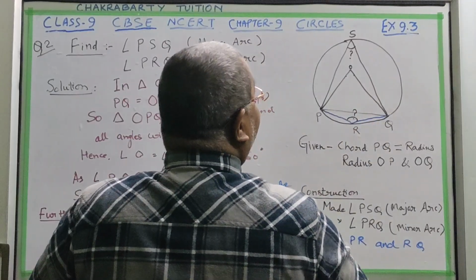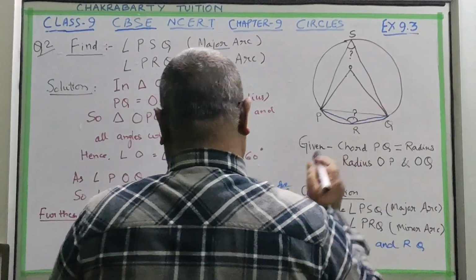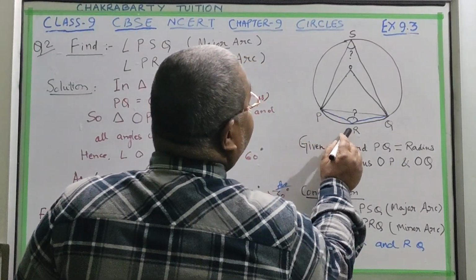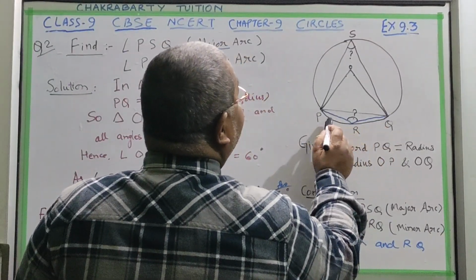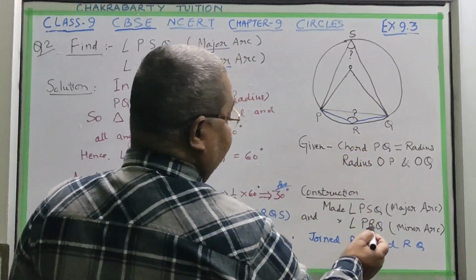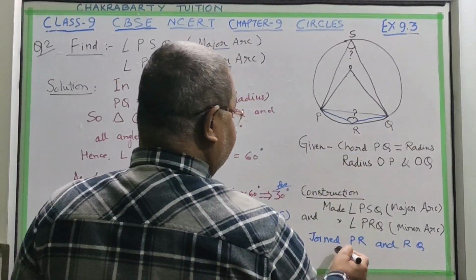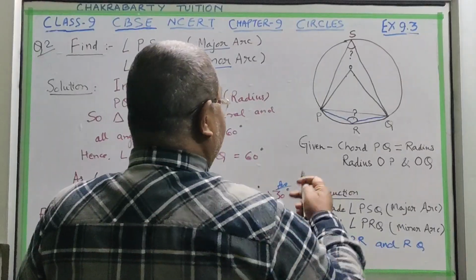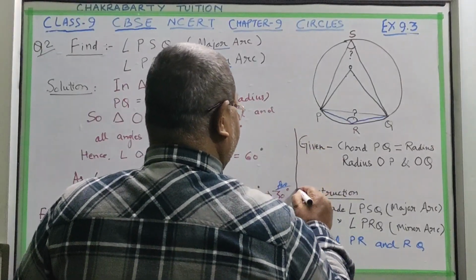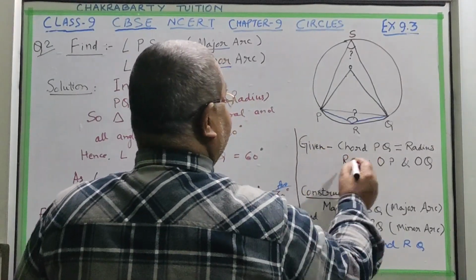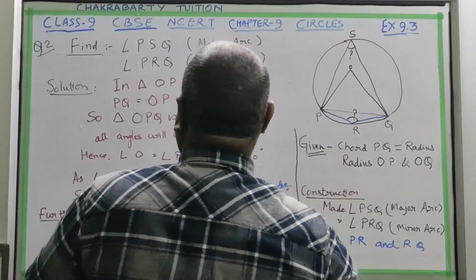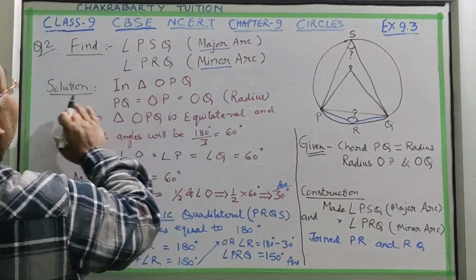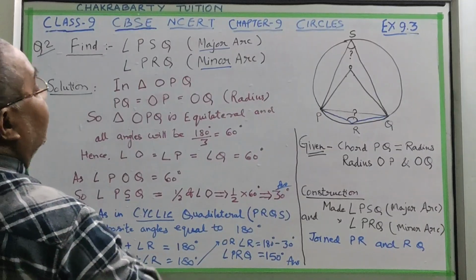So what constructions are we going to make? This is given. Now we will connect P to R and Q so that we can get angle PRQ. So join PQ and PR, we have joined this. So this is given, and that you have to write. What is given, you have to write. Constructions you have made, and what you have to find, you also have to write. Now the solution we are going to do.